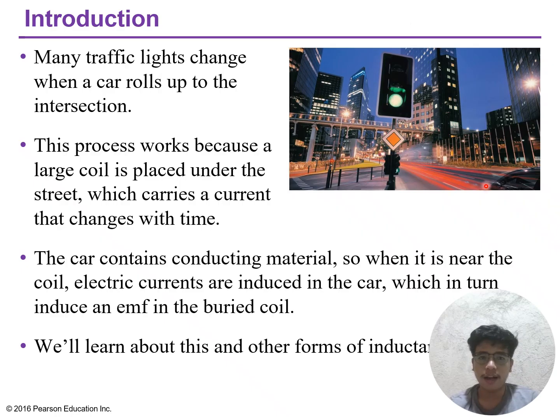Beneath the street is a large coil of wire that carries an alternating current, creating a continuously changing magnetic field. When a car made of conducting metals passes over the coil, the changing magnetic field induces eddy currents in the metal of the car. These induced currents produce their own magnetic field, which then interacts with the magnetic field of the wire coil. So, as you can see here, this interaction allows electromagnetic energy to be coupled between the coil and the car.